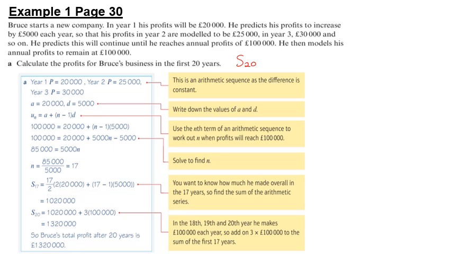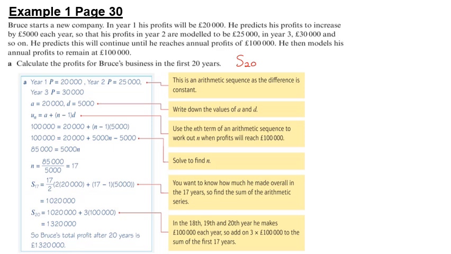So what we really need to work out is, when will he hit this profit of £100,000? Will it be within this first 20 years or not? So it's really important that the first thing we work out is, when will he hit a yearly profit of £100,000? So what term number will he be on in the sequence when he hits that number, 100,000?